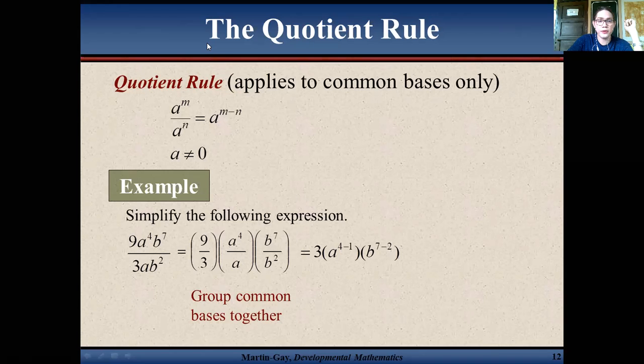I hope you can follow this one. That gives you 3. This one gives you a to the power of 4 minus 1. And for this, that brings you b to the power of 7 minus 2. So after you simplify, that gives you 3a cubed b to the power of 5. So that's how you apply the quotient rule with common bases. I hope you will be able to get it correctly. This is just very easy because we've been doing this in our previous video discussion.